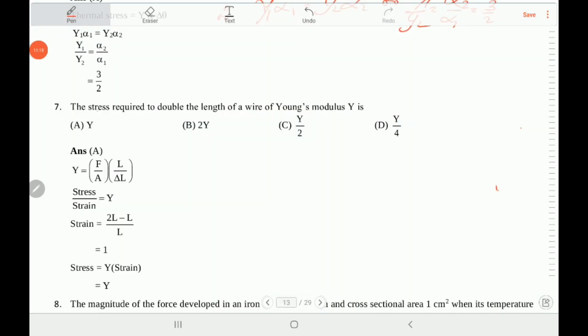Yes, next one. The stress required to double the length of the wire of Young's modulus Y is. Already have shown this part of the proof. I have shown written quickly. But what do you think actually? See students, you have to think like this. Quickly you have to think. There is a wire of length say L. Up to here is the length.